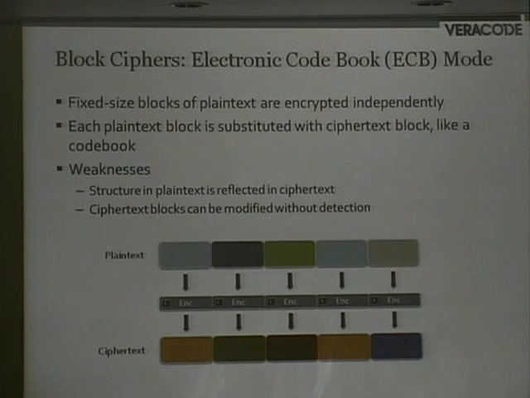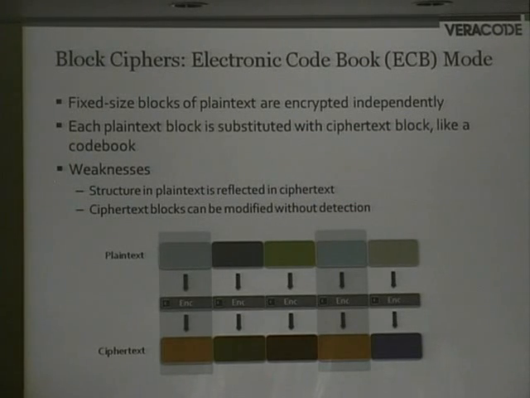And that's what we're showing there. You can see there's no relation between the blocks. Each block of plaintext goes straight down into the cipher, and then out comes the ciphertext. There are some weaknesses with this approach. Structure in the plaintext is reflected in the ciphertext.